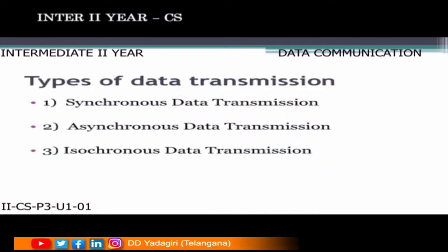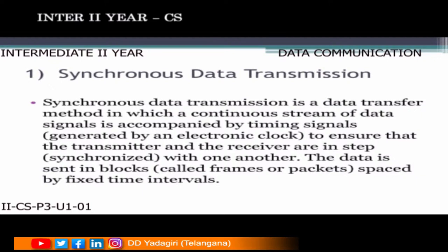Next topic, types of data transmission. There are three types of data transmission. First, synchronous data transmission. Second, asynchronous data transmission. Third, isochronous data transmission.